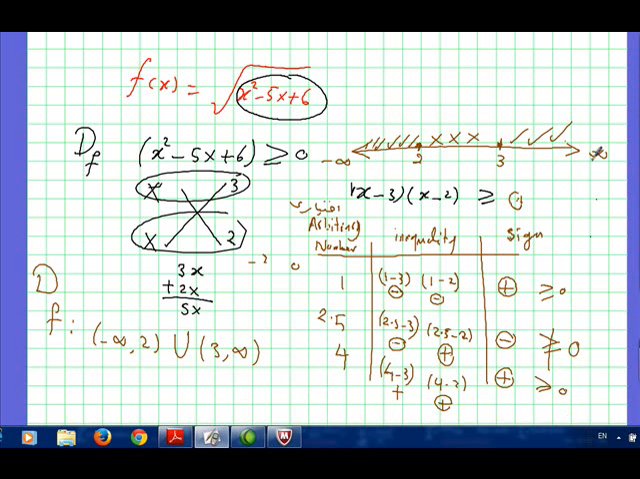So the solution set, or the interval of the solution, will be the domain of the function from negative infinity up to 2, union from 3 up to infinity, which is the domain of the square root function.